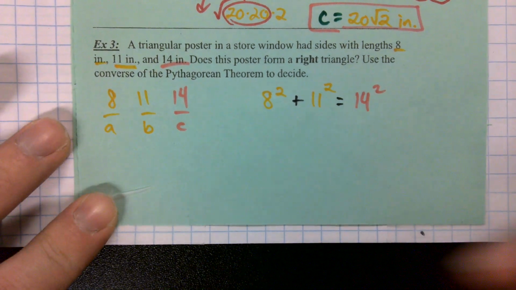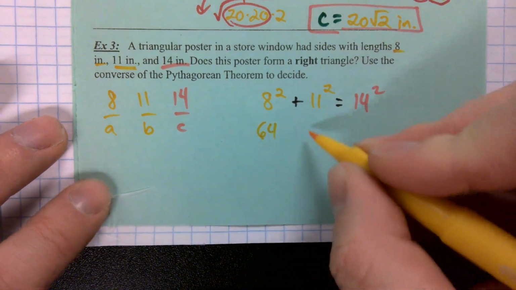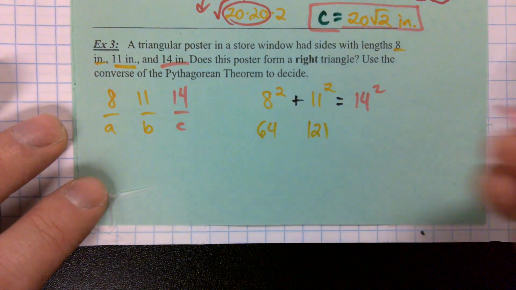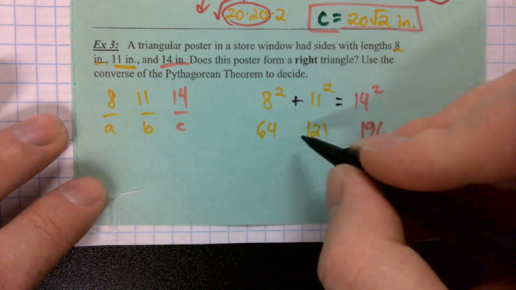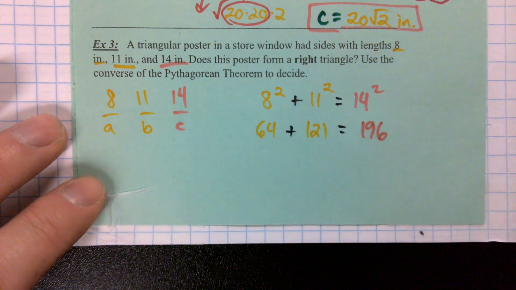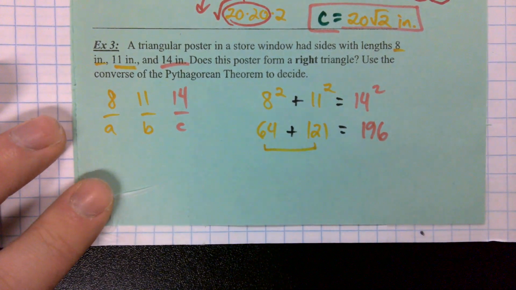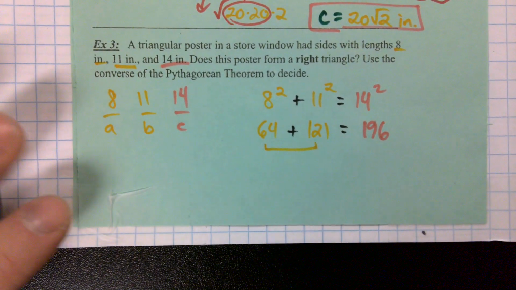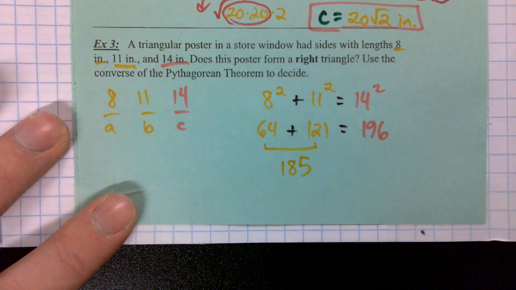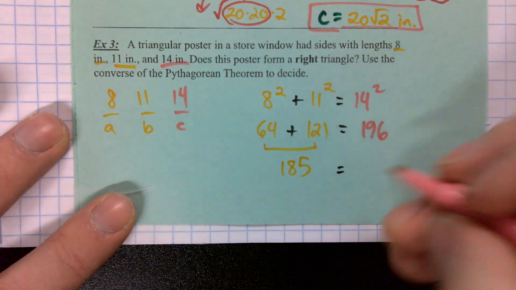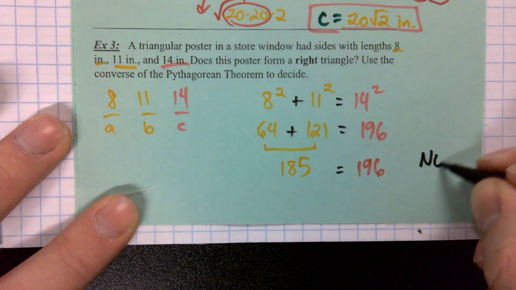So let's solve this out and see what we get. What is 8 squared? 64. What's 11 squared? And what's 14 squared? 196. Great job. Okay. We're going to add the left side together. What do we get when we add those 2 numbers? 185. Is 185 equal to 196? No.